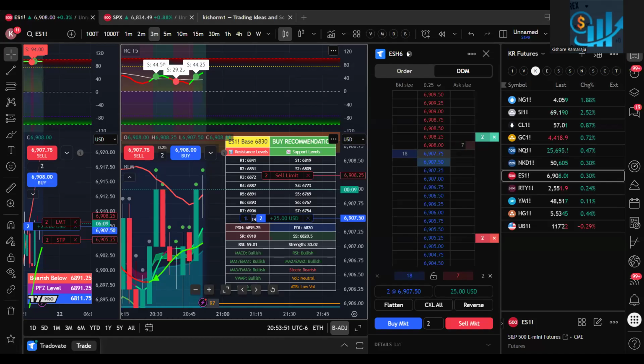Whatever is in MTFF, that is already here. You have RSI, you have strength, you have everything here. So instead of MTFF, you can watch the table here itself.